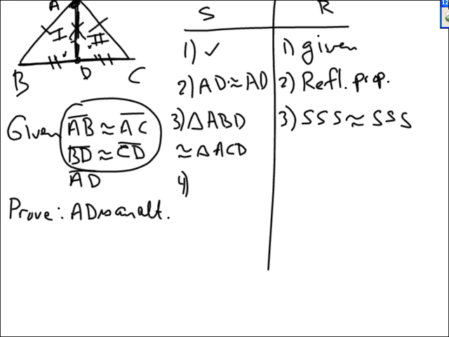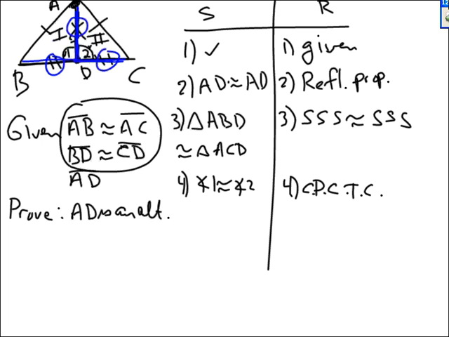Statement 4. Let's call this angle 1 and angle 2. Angle 1 is congruent to angle 2. And the reason is angle 1 is made up of the side that has the X and the side that has 2 slashes. Angle 2 is made up of the side with X and the side that has 2 slashes. They really do correspond. Corresponding parts of congruent triangles are in fact congruent.